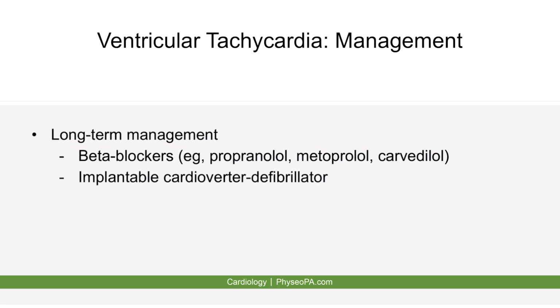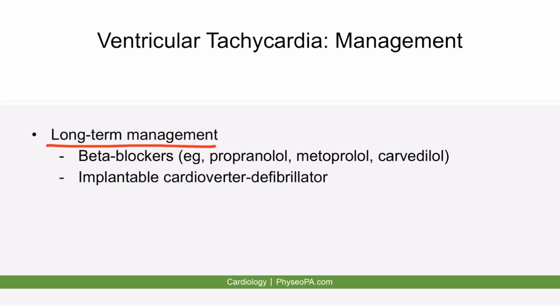The first line pharmacotherapy for long-term control of ventricular tachycardia are beta blockers such as propranolol, metoprolol, or carvedilol. These are used in patients with VT in order to prevent sudden cardiac death. Implantable cardioverter defibrillator can be used as another means to prevent sudden cardiac death in high-risk patients with recurrent uncontrolled VT, despite optimal therapy.